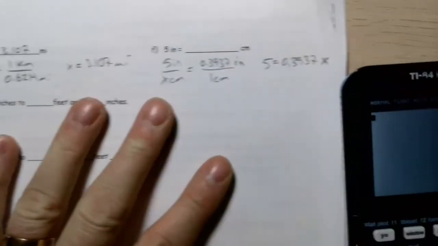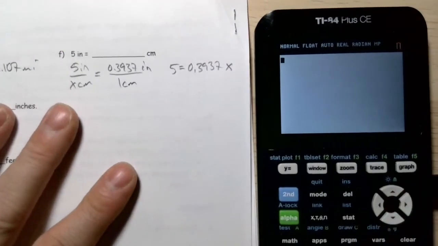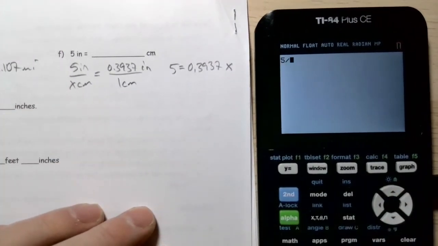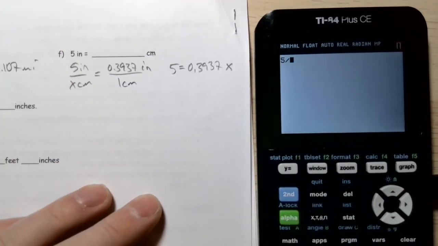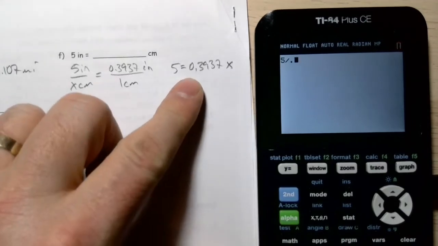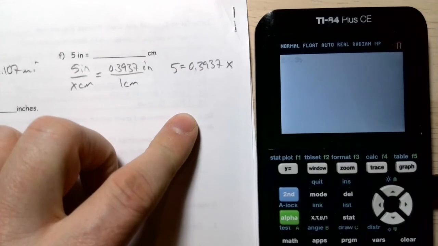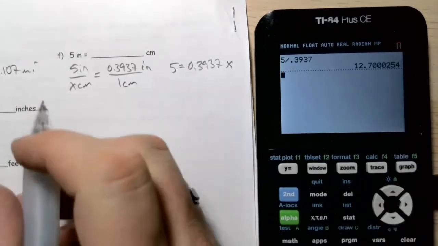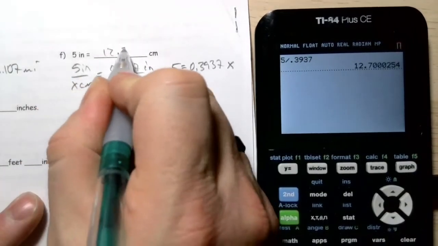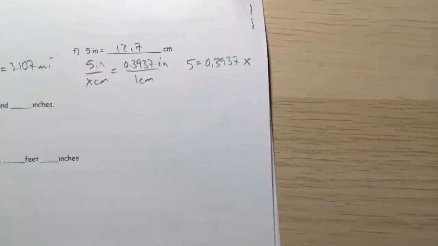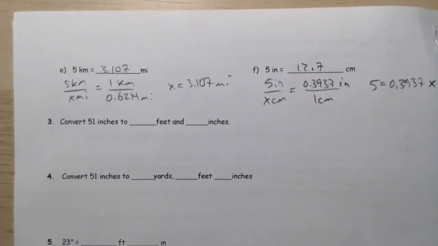Well, I'm looking for x here. The way I get x is now going to be to do the division. So in most of these cases, I've set myself up nicely so I didn't have to do the division, but it doesn't matter. So now I get 5 divided by 0.3937, and I get 12.7 centimeters. And there you go. Okay, now let's take a quick look at some of these other conversions here.